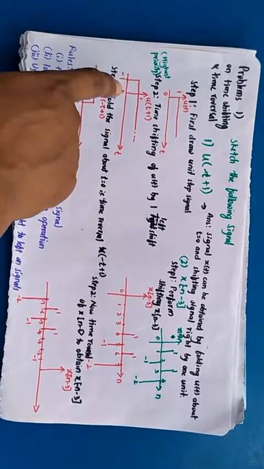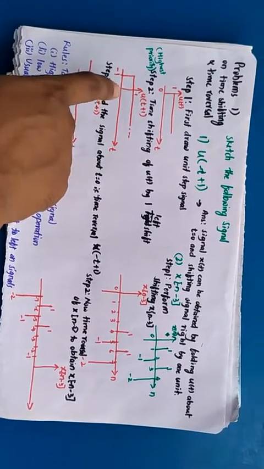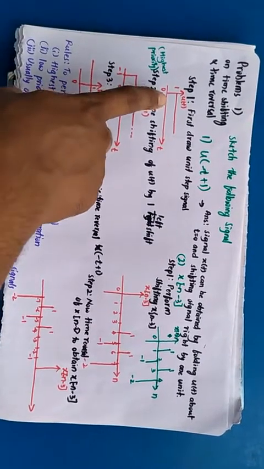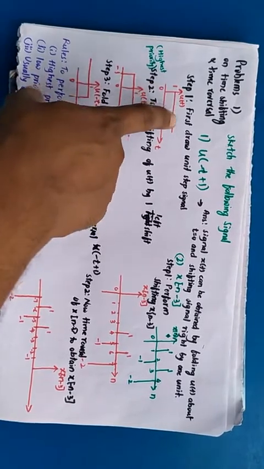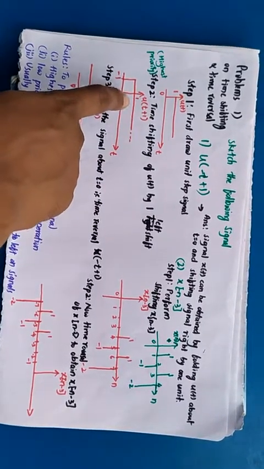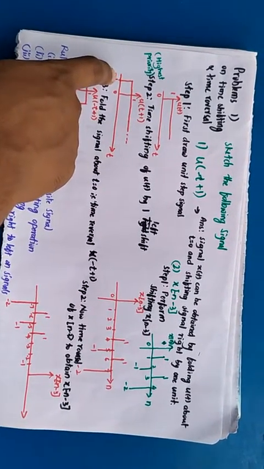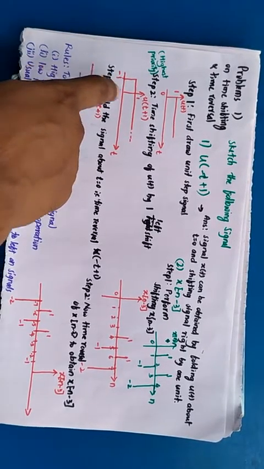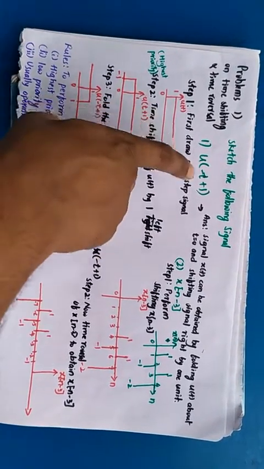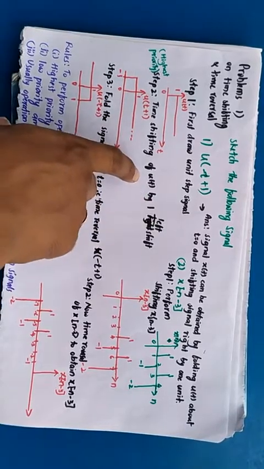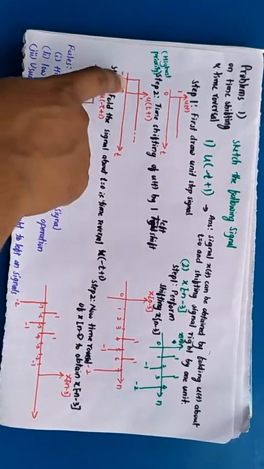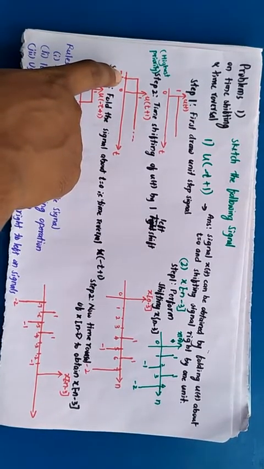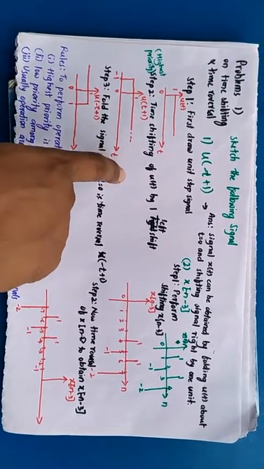You can see in this step 2, the signal which started at 0 with amplitude 1 and goes to infinity will now start from minus 1. How do we understand this? By putting u of t plus 1, take t plus 1 as 0, so t becomes minus 1. So it states that at minus 1 your signal starts and it goes to infinity.